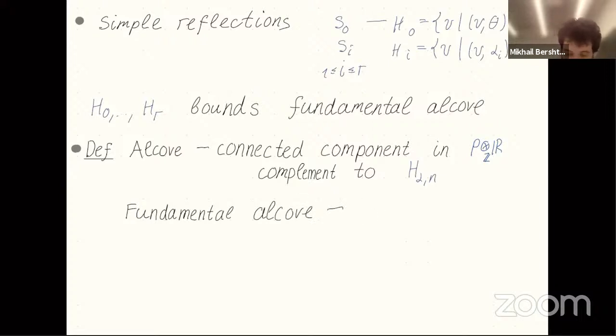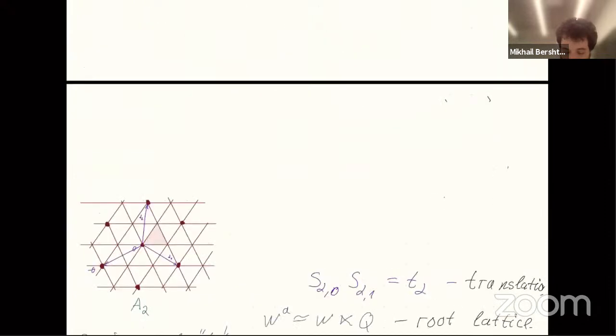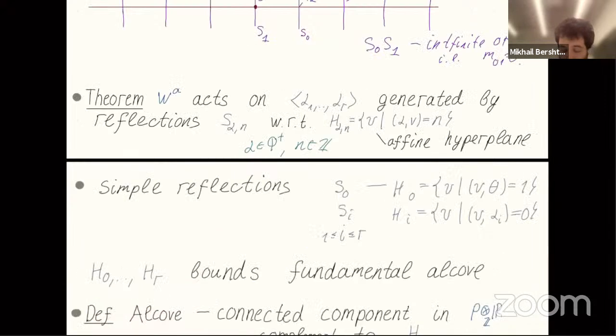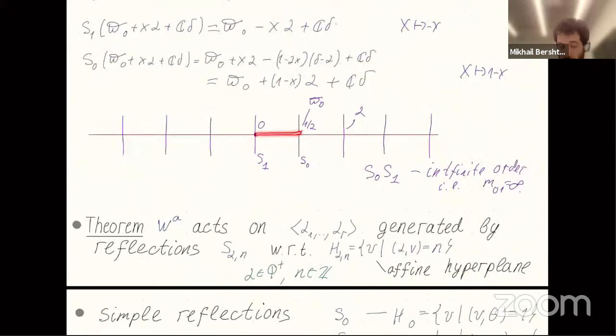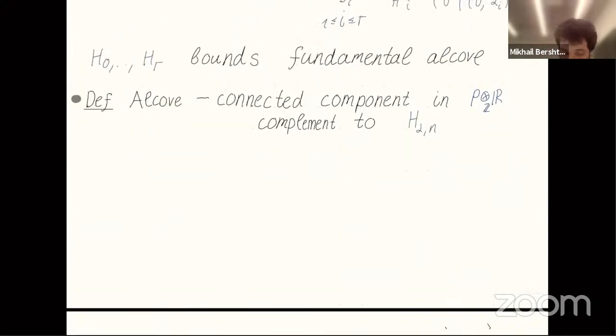Maybe it is not necessary to write because it is written here. So the fundamental alcove is the alcove with a boundary given by the hyperplanes which correspond to simple roots. For this case, it will be this segment. So alcoves are segments, and for the fundamental alcove, we just pick one of the segments. Of course, it is just our choice which one to pick, as the choice of simple roots. So we pick one. Now let me state the theorem.